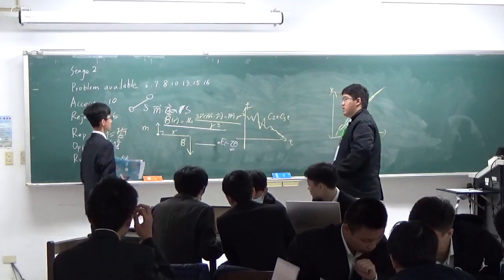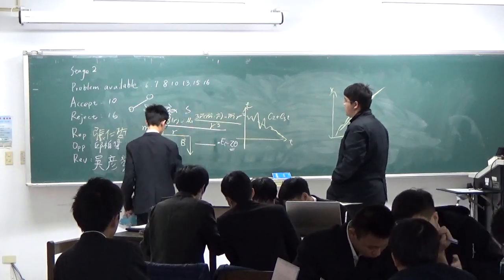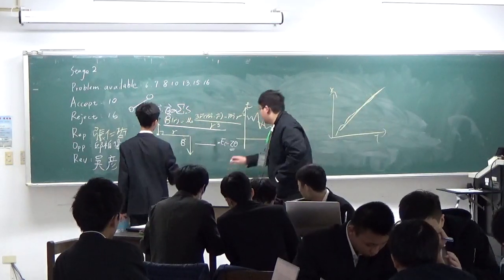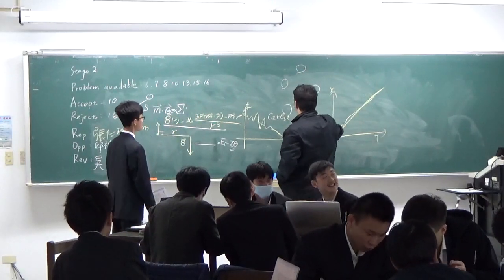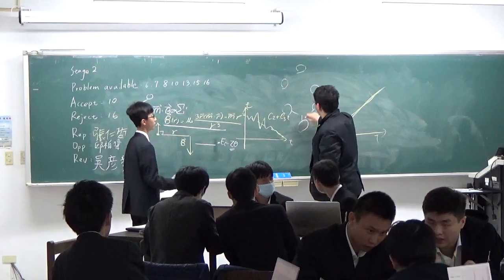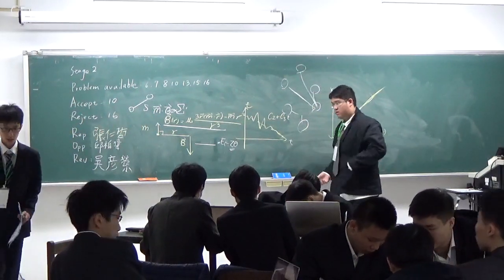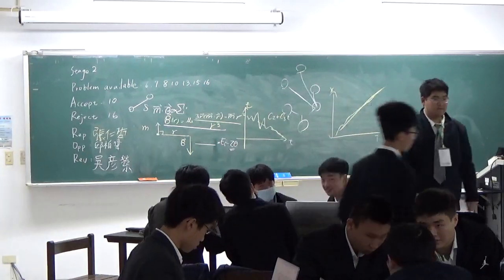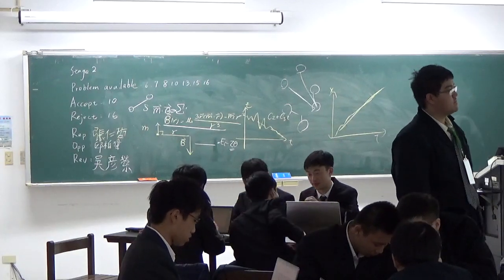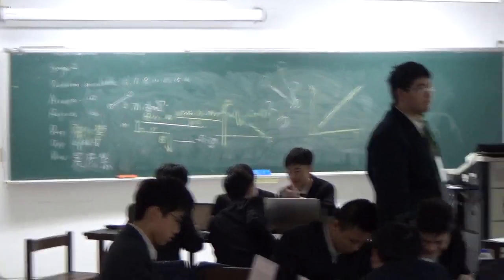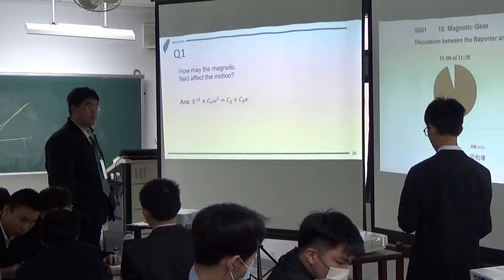So you need to do the sum. I calculate it like this. You need to do all of them, right. So your conclusion is that the magnetic field affecting motion is to describe your energy, the description of your energy.